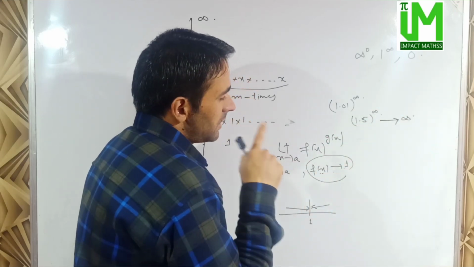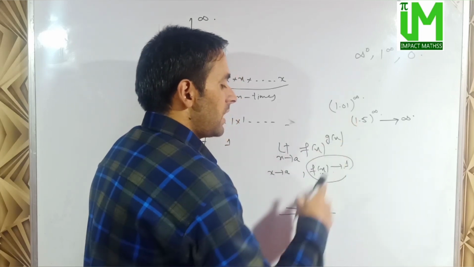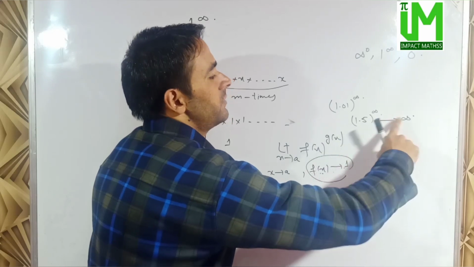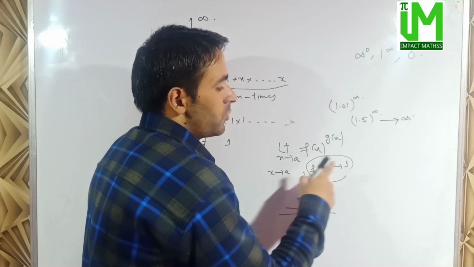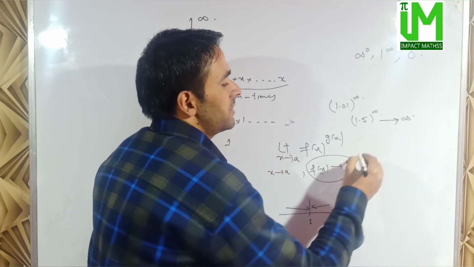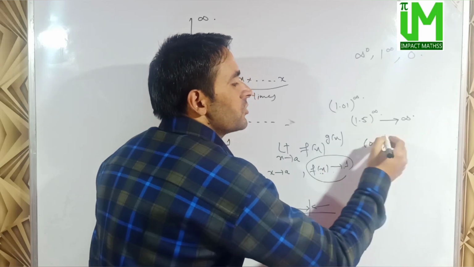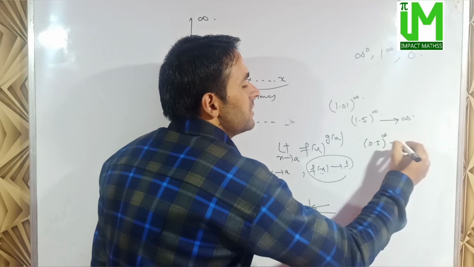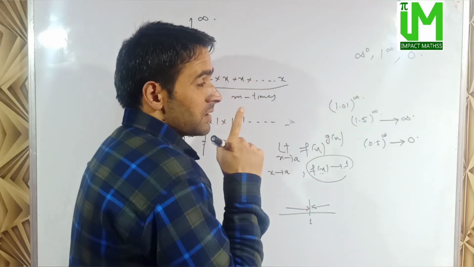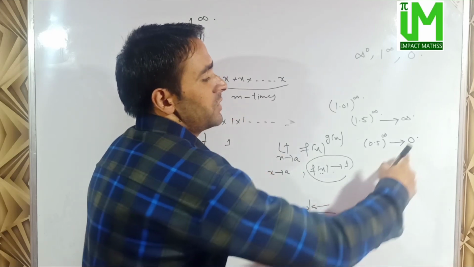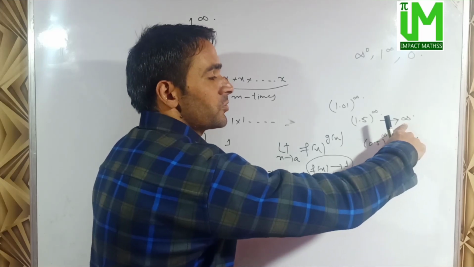That means if f of x approaches 1 from the right, the limiting value goes to infinity. And if f of x approaches 1 from the left, say if we are taking any value like 0.5, and we know 0.5 raised to power infinity approaches 0. That means if it approaches from the left-hand side, it approaches 0, and if from the right-hand side, then it approaches infinity.